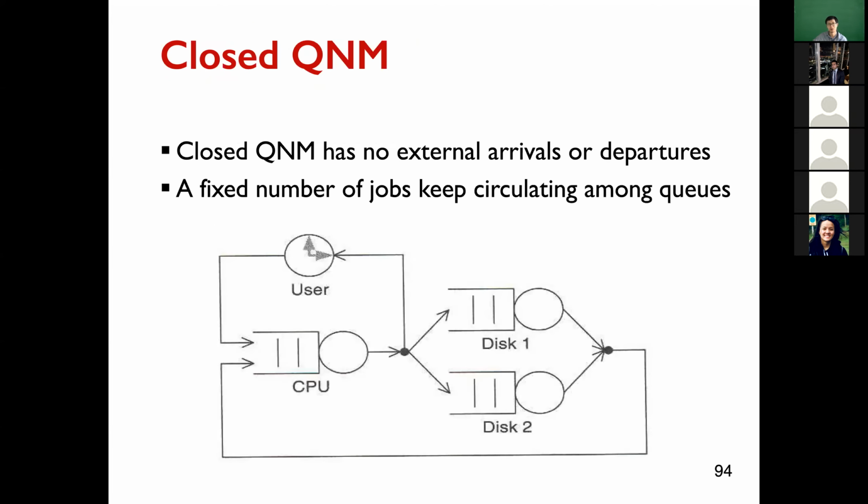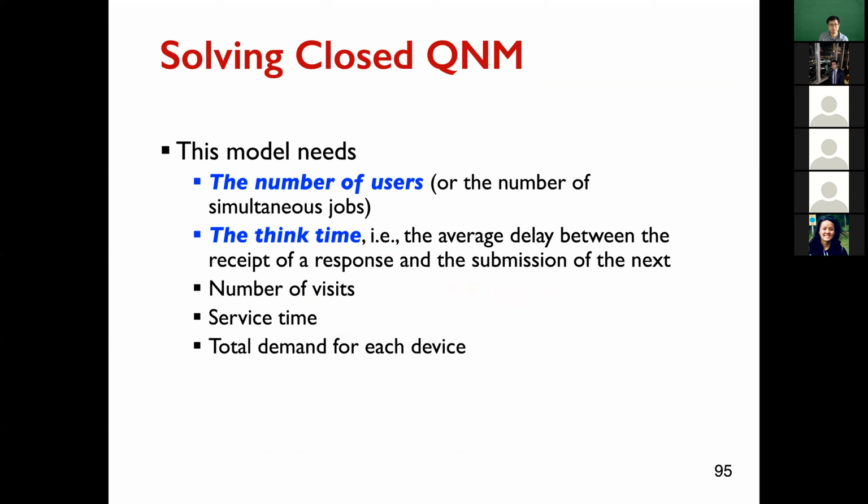So what about for closed QM? This is a closed QM. You see, there are no external inputs or outputs. The requests are just circulating within the queue network. And what do we need, right? We still need two things: workload intensity and service requirements. Workload intensity is the number of users in this network, the number of users circulating, and the number of simultaneous jobs.